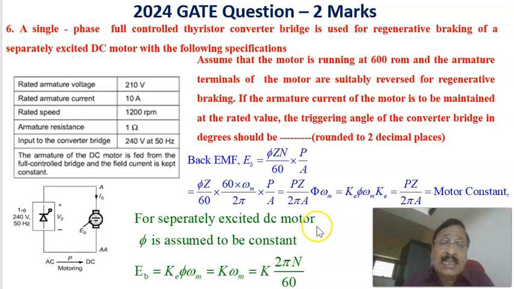Now, for a separately excited motor, as you know, the flux is a constant. The product phi into Ke is another constant that is represented by a constant K. Therefore, the back EMF can be written as EB equal to K into omega m, where omega m, as you know, is equal to 2 pi n by 60.